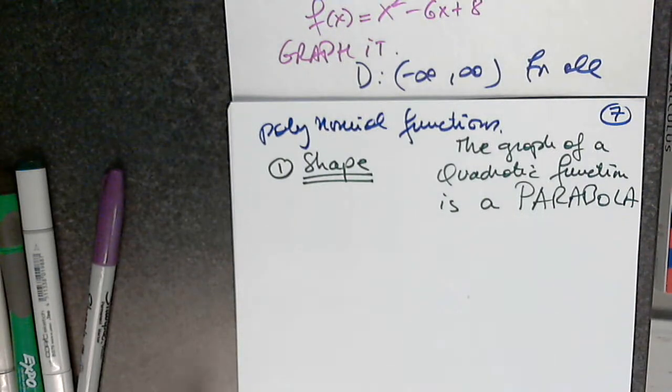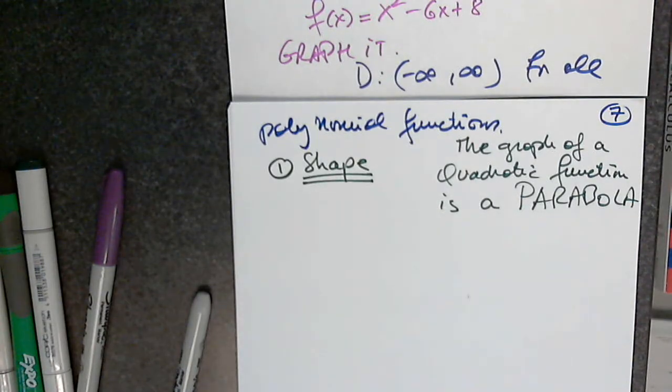Okay, so any parabola can have how many shapes? Right, opening upward or opening downward. Now think in terms of transformations. What will make a function like x squared not opening upward but opening downward? Negative in front. Exactly. Good.